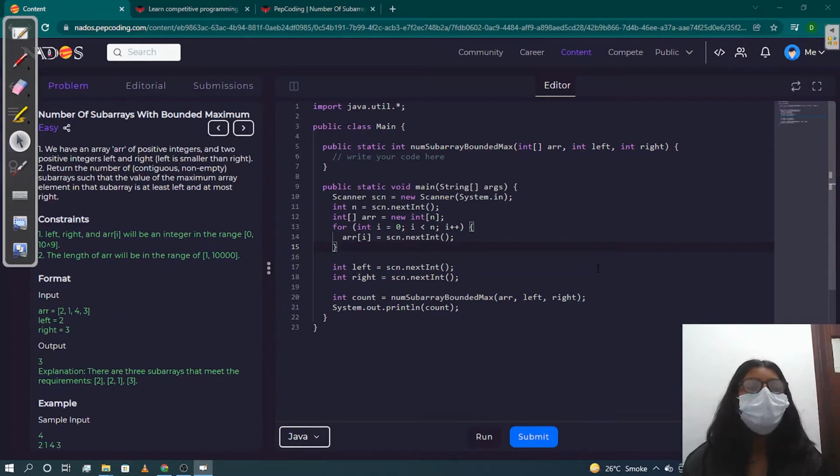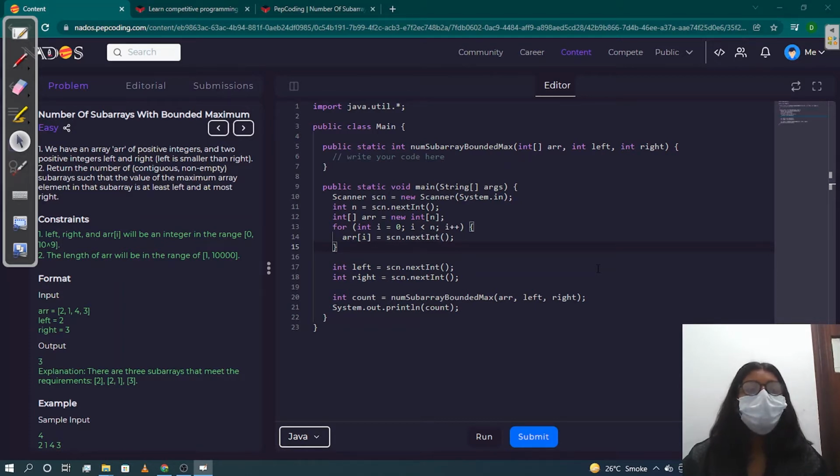So in this video, we are going to discuss another new question of the arrays and strings series, which is number of subarrays with bounded maximum. In this question, we'll be given an array of positive integers, and then we'll be given two more positive integers, my left and my right. Let's consider my left to be my low and my right to be my high.